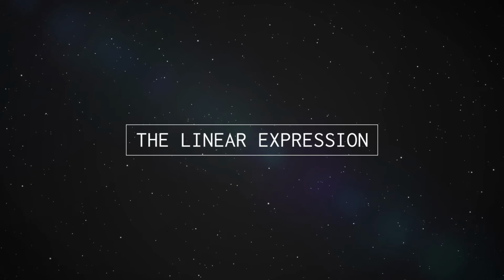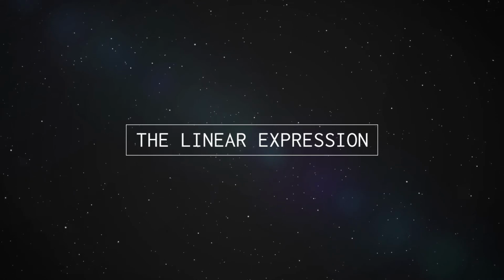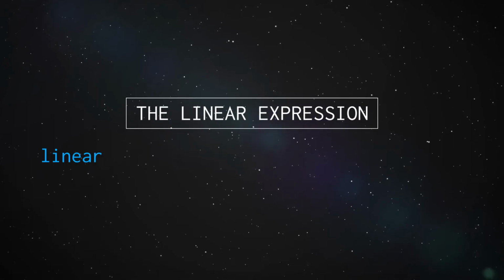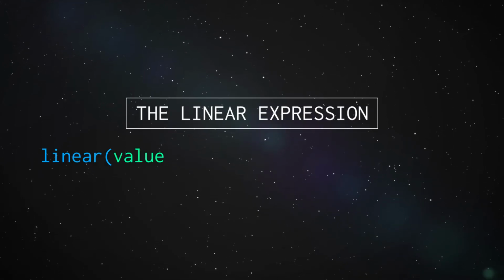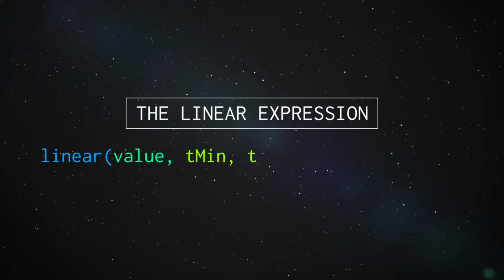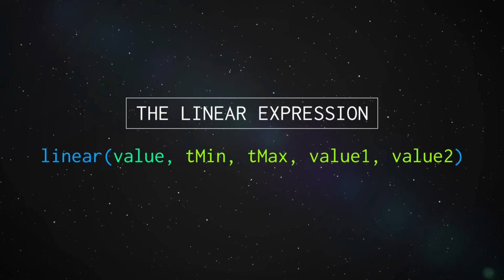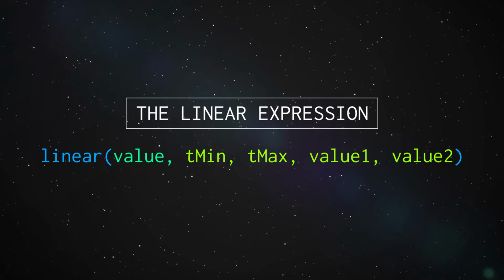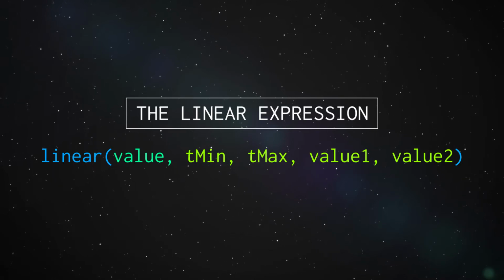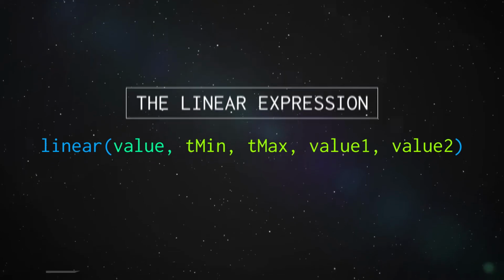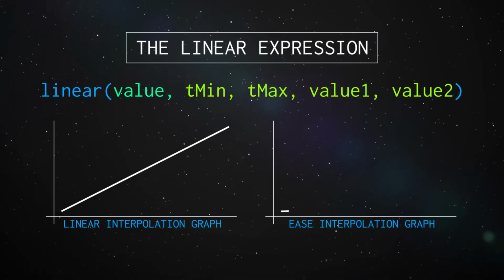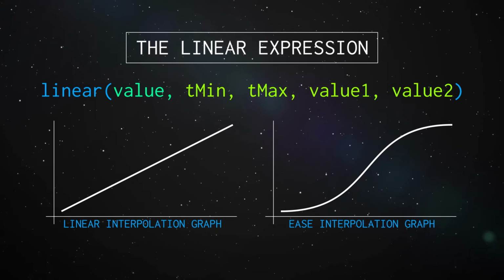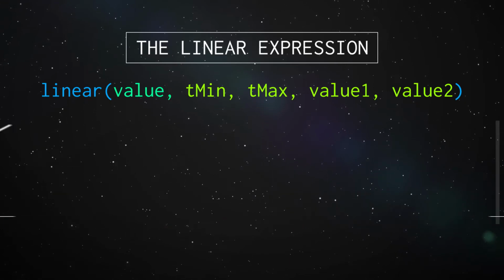So let's get started. The linear expression is written as follows: linear, open parentheses, value, t minimum, t maximum, value 1 and value 2, close parentheses. The expression can be divided into three parts. The first part is linear. Linear is basically an interpolation method between two values. Let's put that aside for now.